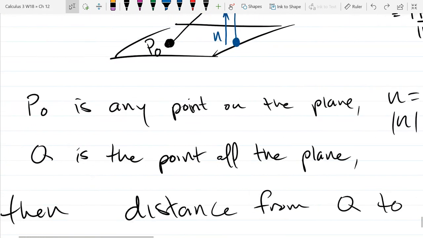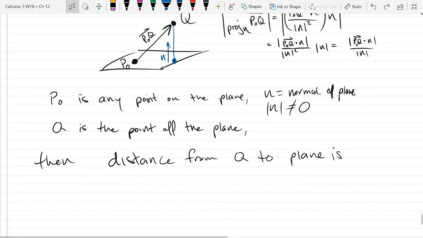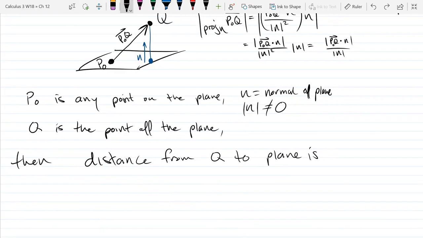So we'll write down this distance. The distance from Q to the plane is the absolute value of P naught Q dot N, divided by the magnitude of N.